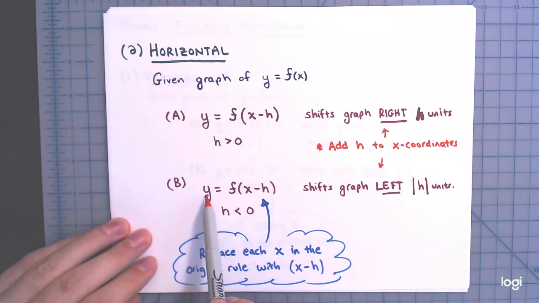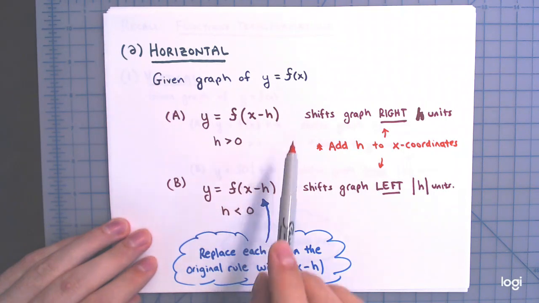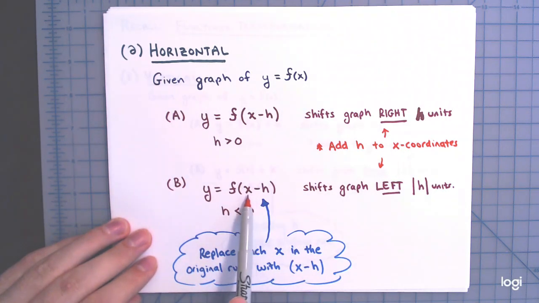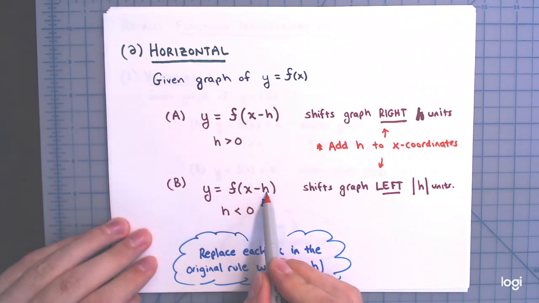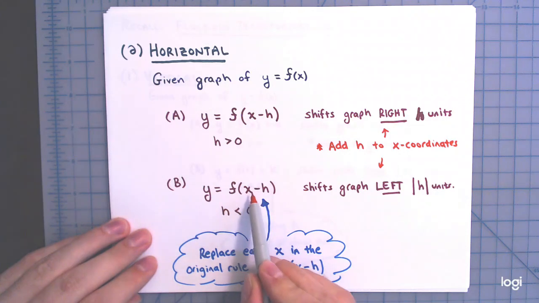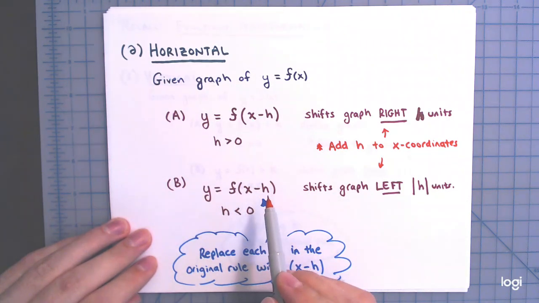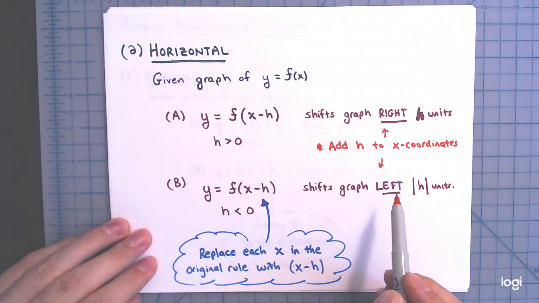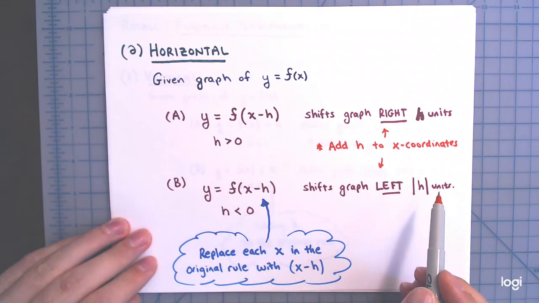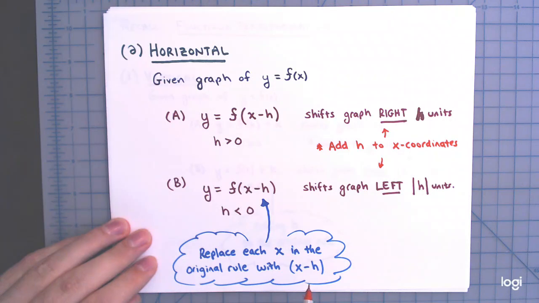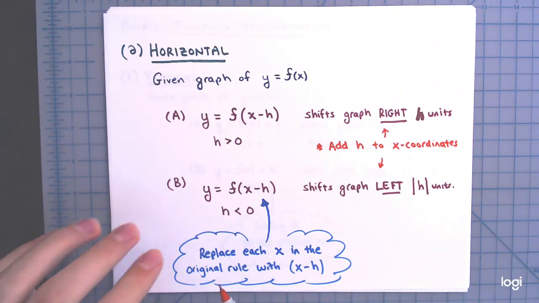The other case, case B, is if I replace all the x's in my original rule with the quantity x minus h, but h is negative, so x minus negative 5, which would really be x plus 5, or x minus negative 3, which would really be x plus 3. So if you replace x with x plus a number, then the graph will shift to the left by the absolute value of h units. And again, you're just adding that number, that h, to all the x coordinates. If it's a positive number, everything moves right. If it's a negative number, everything moves left.